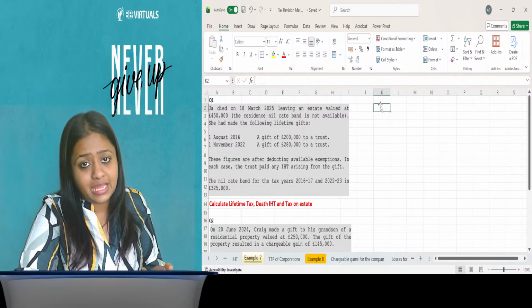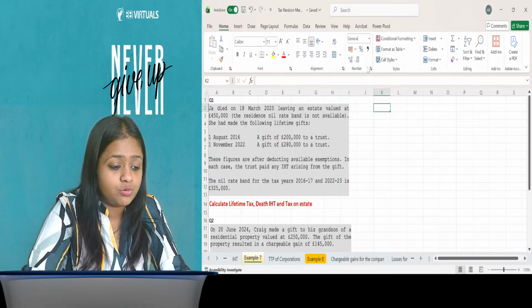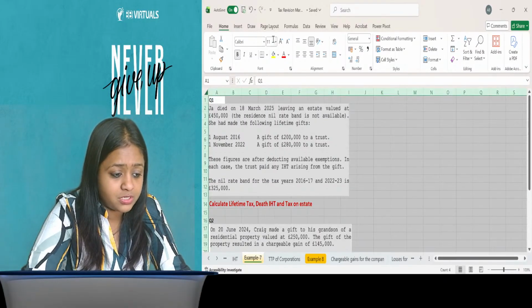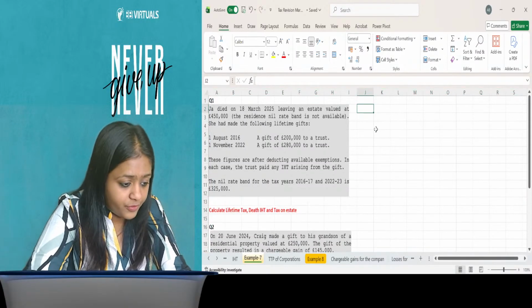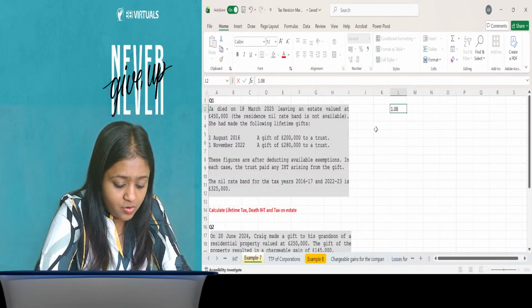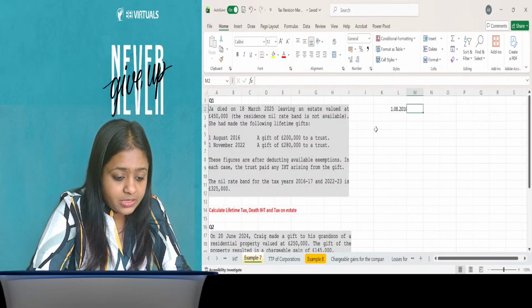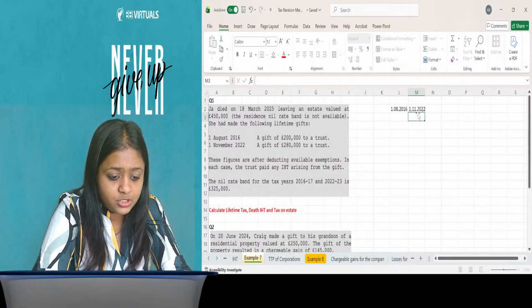Let's calculate the lifetime tax. When you do it, the first thing will always be to write the date of the gift. Very important is that you write the date of the gift. What is the date of gift here? 1st August 16, so I will write here 1st August 16. The next date is 1st November 22, so I will write here 22.